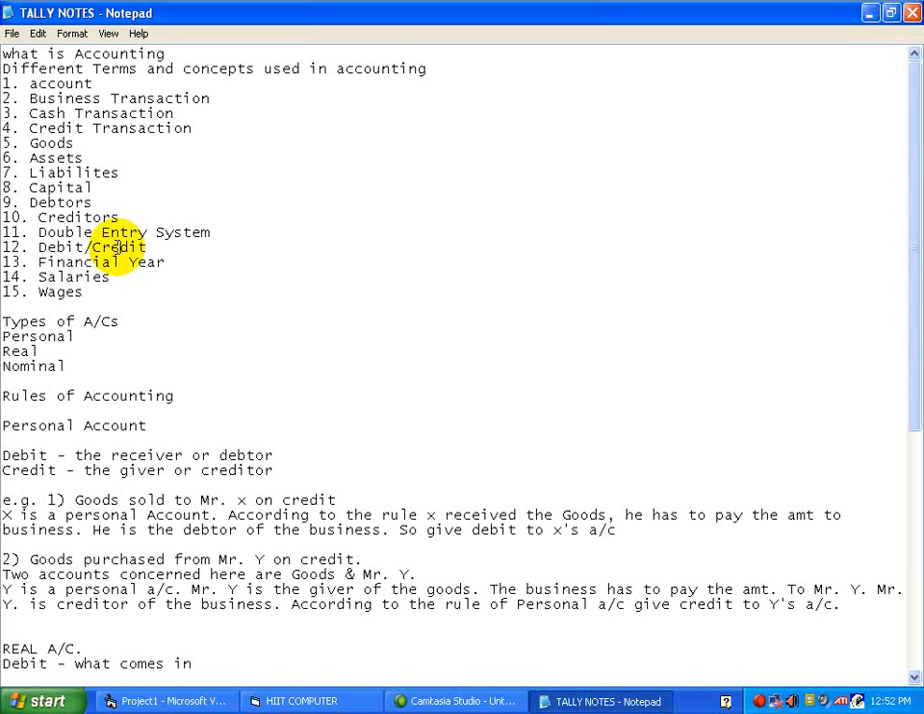If any transaction is recorded on the left side of the account, it is termed as the account is debited, whereas if any transaction is recorded on the right side of the account, it is termed as the account is credited. The debit and credit is decided on the basis of some rules of double entry system.